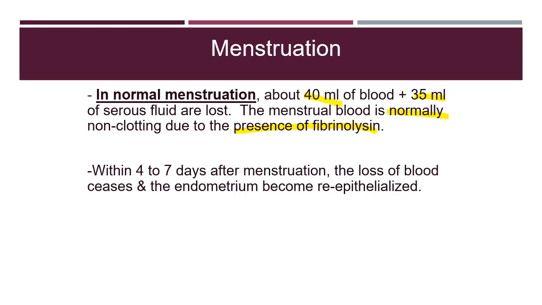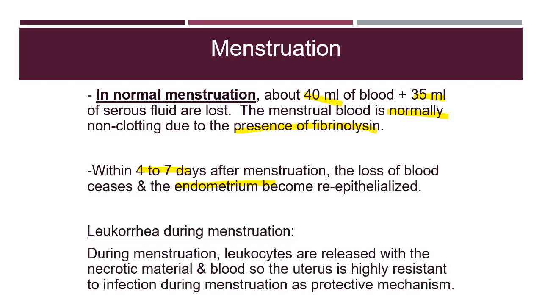Within 4 to 7 days after menstruation, the loss of blood will cease and the endometrium will start epithelialization. Leukorrhea during menstruation is characteristic, where leukocytes will be released with the necrotic material. So the uterus at this stage will be highly resistant to infection during menstruation, as a kind of protective mechanism because of the desquamation and bleeding.